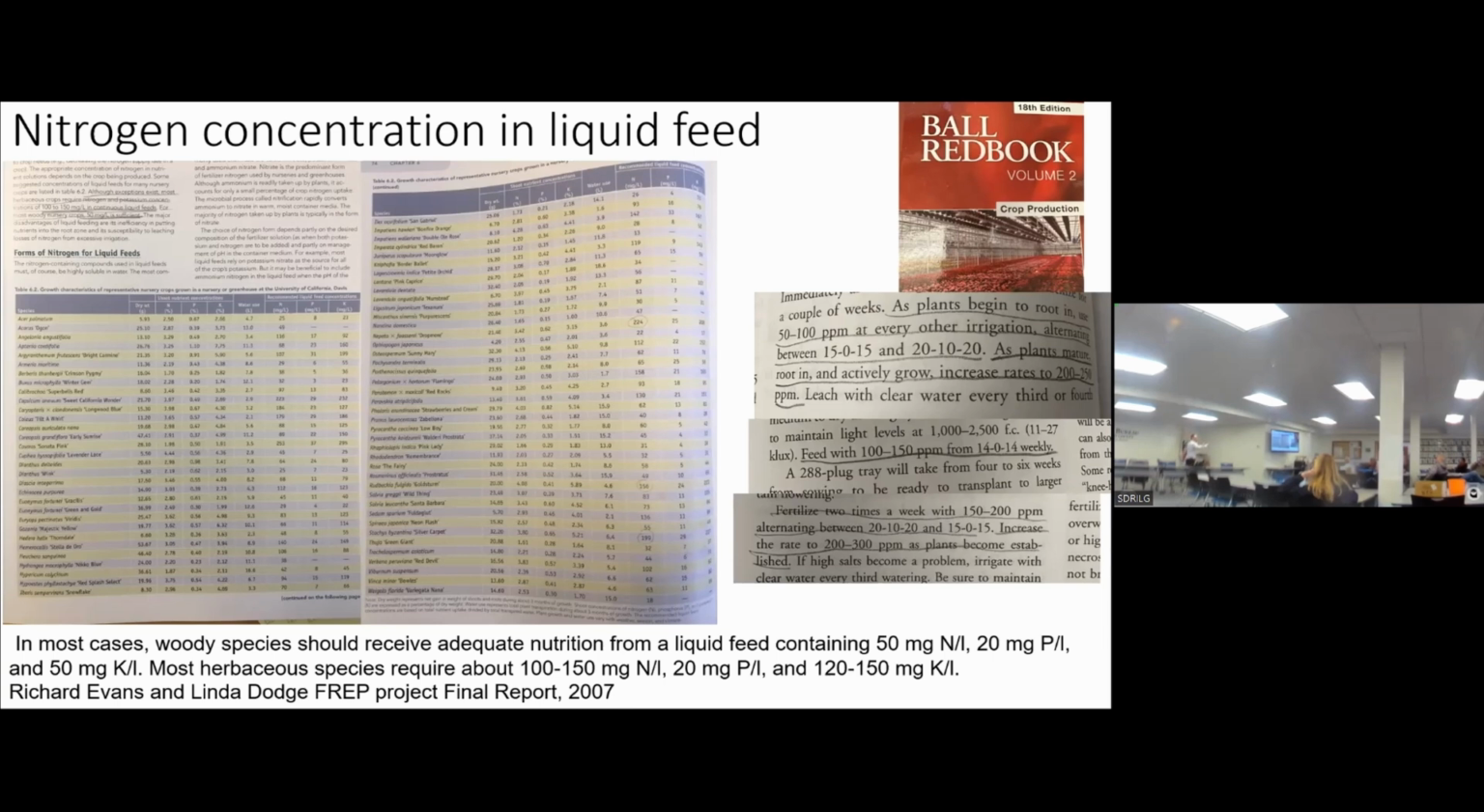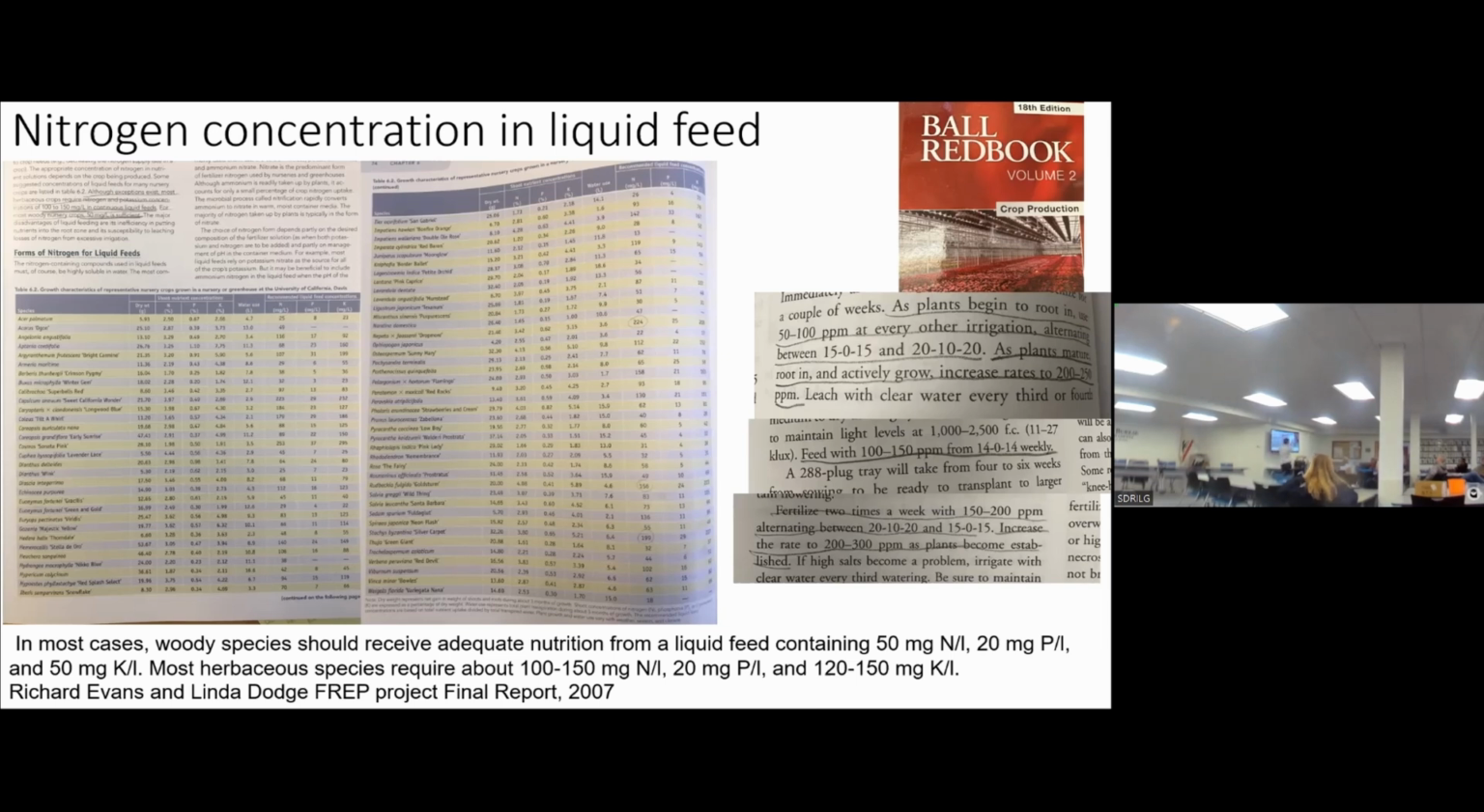Okay, liquid feed. Some of you have nurseries and use liquid feed, and you can go to a book and say, okay, I'm growing petunia. How much nitrogen, milligrams of nitrogen per liter, do I need for my petunias? And you can look it up here: 200, 120, 89, right? Or you can look up the Tables Red Book that says 50 to 100 ppm, 100 to 150 ppm, 150 to 200 ppm, right?